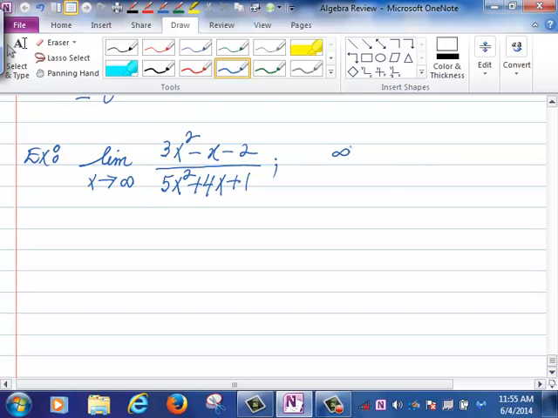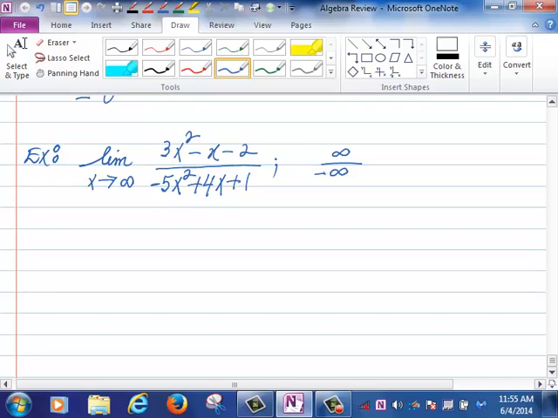Same way, what's the limit of the denominator? Infinity as well. In fact, let me make this negative 5. Then this would be what? Negative infinity, because I have negative 5x squared. So what's the limit of the ratio then?